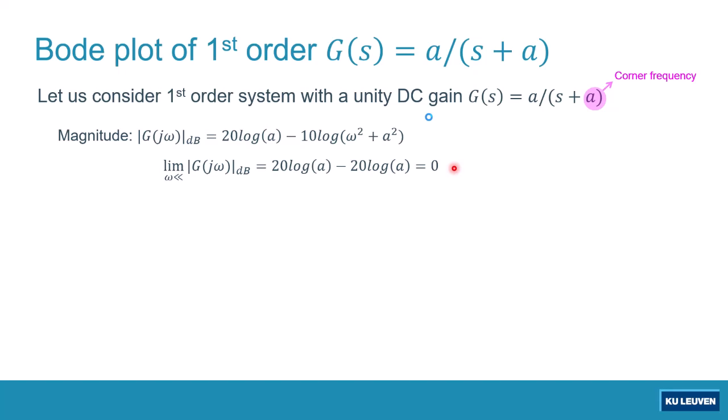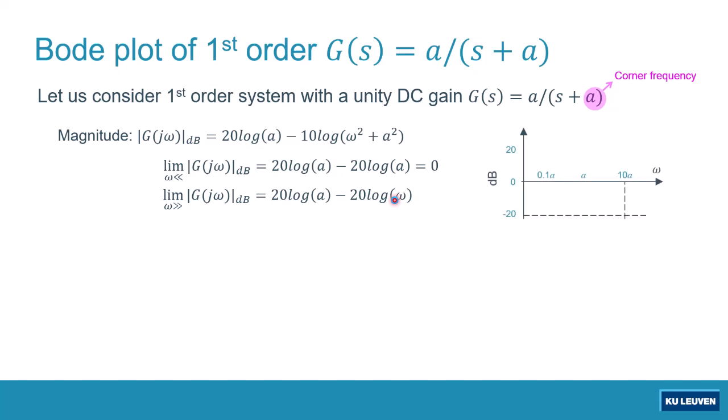What will happen when omega is very, very, very large? If omega is very large, A square is nothing compared to omega square, right? Let's consider omega equal to 1000 and A equal to 1. 1000 square plus 1 is almost equal to 1000 square. So when omega is very large, I can neglect the A square part. At the end, the magnitude is equal to 20 log A minus 10 log omega square. 10 log omega square will be equal to 20 log omega. So this is what the magnitude plot will look like when omega is very, very, very large.